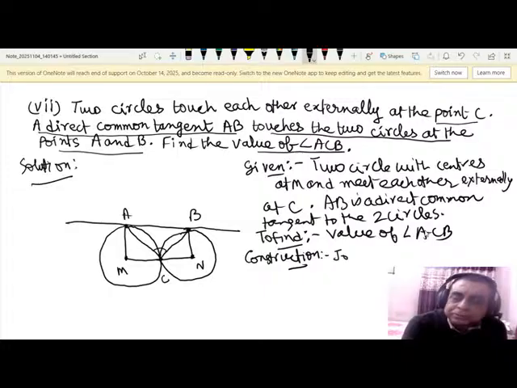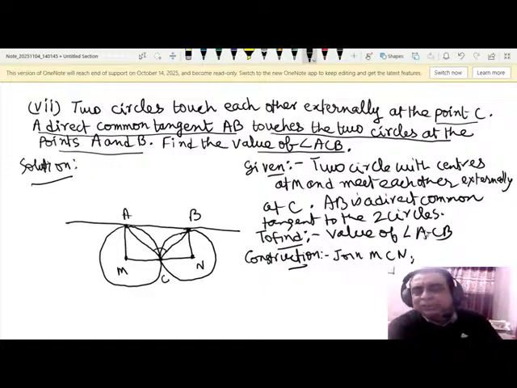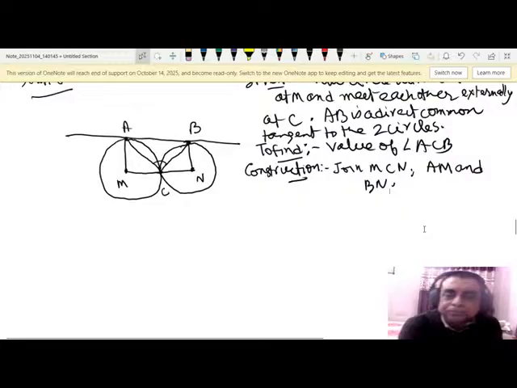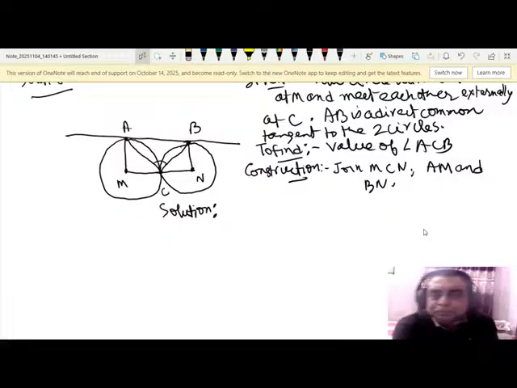Join M, C, N. It will be a straight line because when the circles touch each other externally or internally, the meeting point of the two circles and the centers of the two circles are in a straight line. And you join A to M and B to N. Now I am working it out. Please pay attention. How will we find the value of angle ACB?